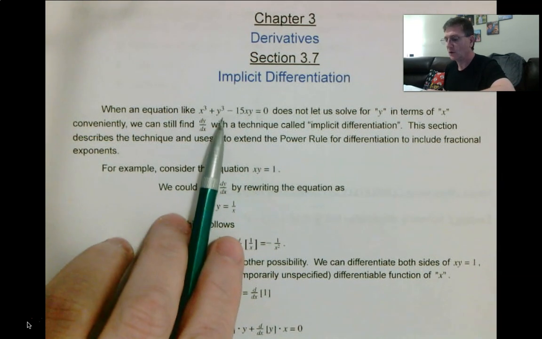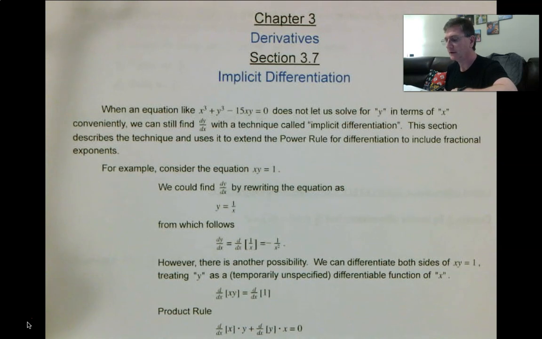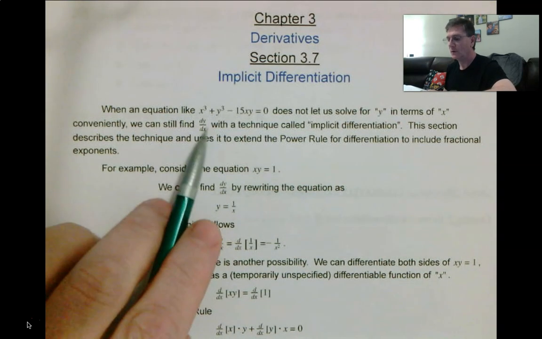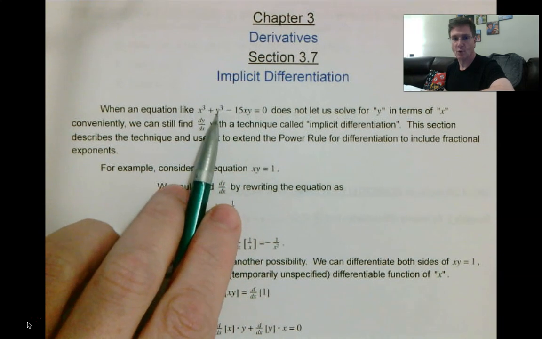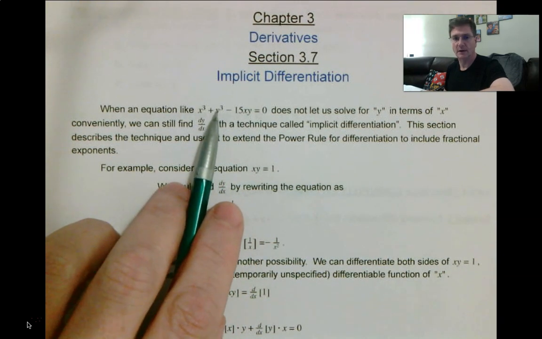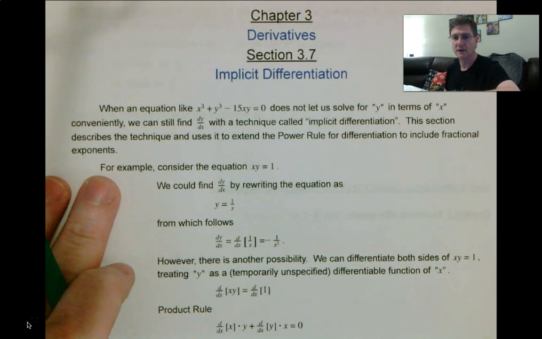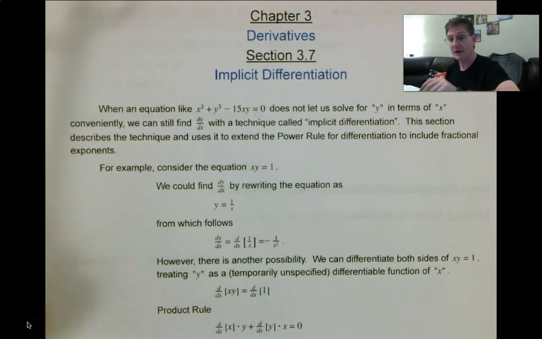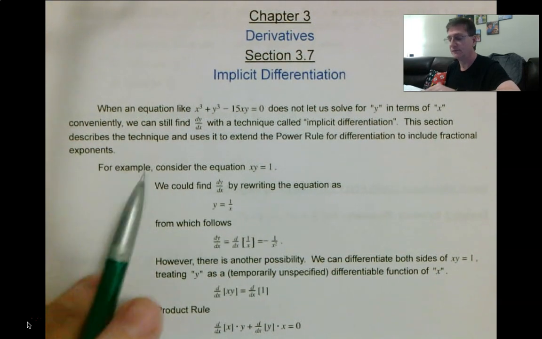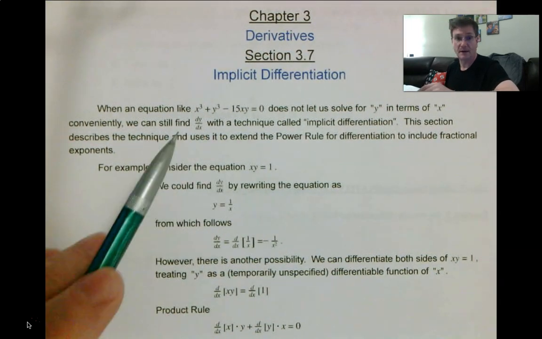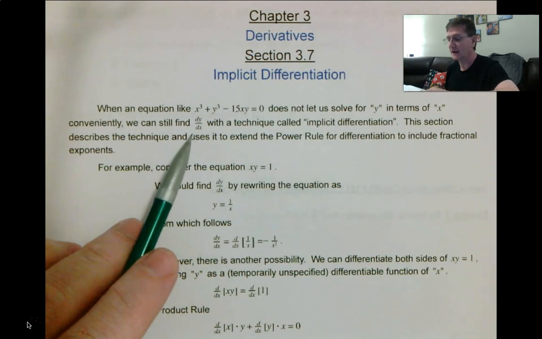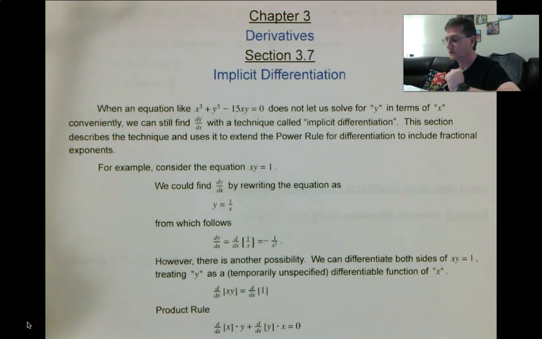So when we're faced with an equation like x cubed plus y cubed minus 15xy equals 0, we can't just solve this equation for y, certainly not easily. There's no way to get y alone in this equation in terms of x. But that doesn't mean that we can't still find dy/dx, or find the derivative with respect to x, using a technique called implicit differentiation. So this is going to show us how to do that, and then we're also going to extend our power rule to include fractional exponents later on.